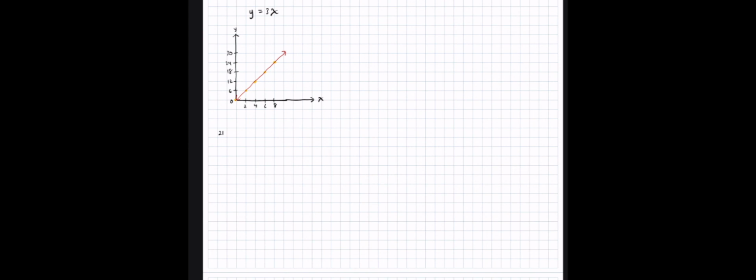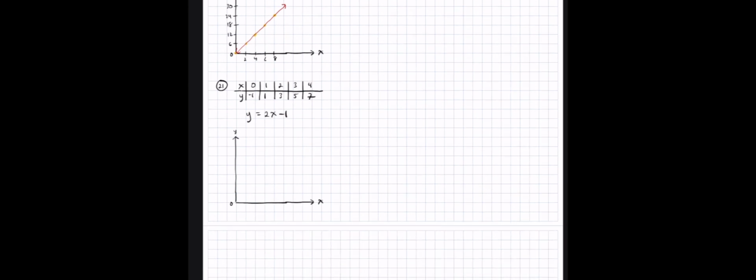Let's try 21. We have a table. We need space for an equation. I'll put a graph. So for 21, we have 0, 1, 2, 3, 4. We have -1, 1, 3, 5, 7. For this equation, looks like if you double all the x's and then take away 1, it works. Check it out. But it definitely does. I just checked it again.